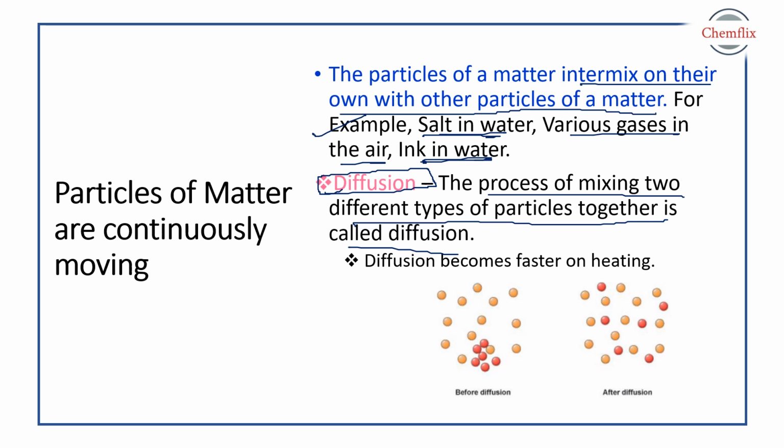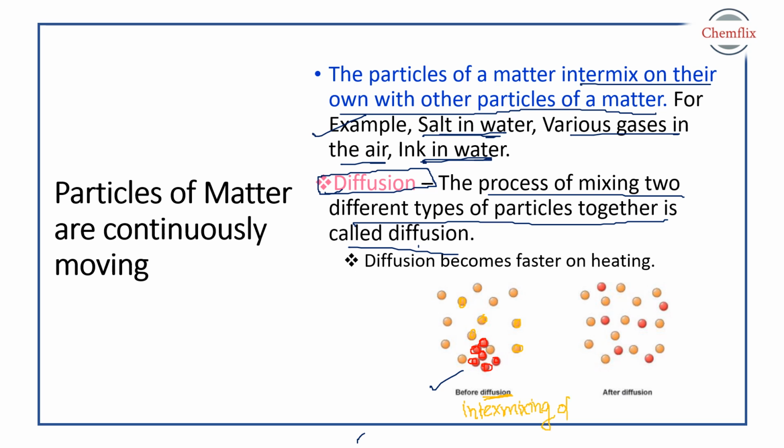What do you mean by the term diffusion? The process of mixing two different types of particles together is called diffusion. You can see here before diffusion, these are red color particles, and these are orange color particles. So what do you mean by diffusion? Diffusion means intermixing of particles.